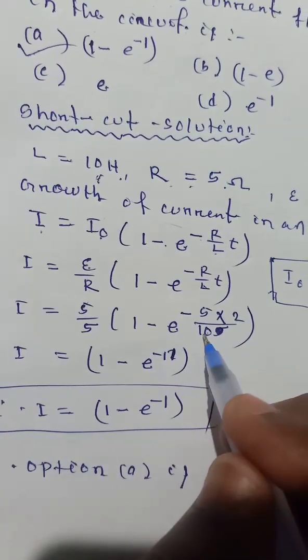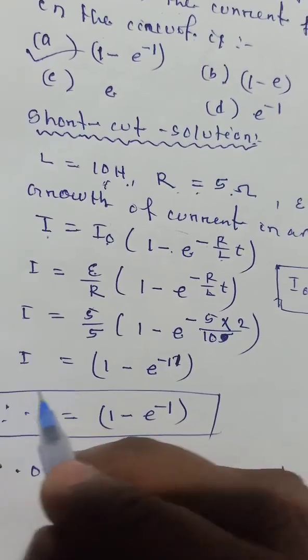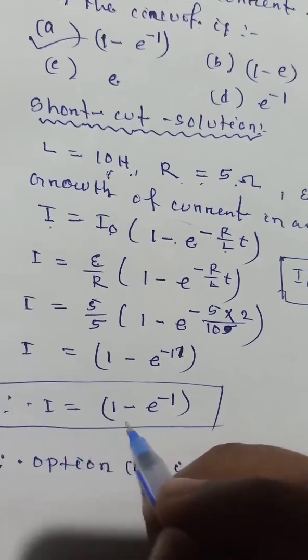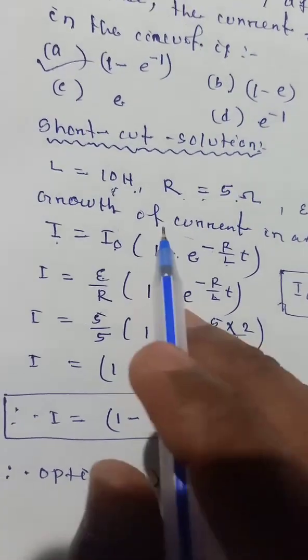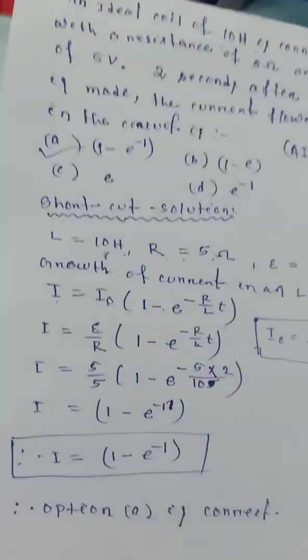So we got 2 divided by 2... so I equal to 1 minus e to the power minus 1. So I is equal to 1 minus e to the power minus 1. That means option A is correct.